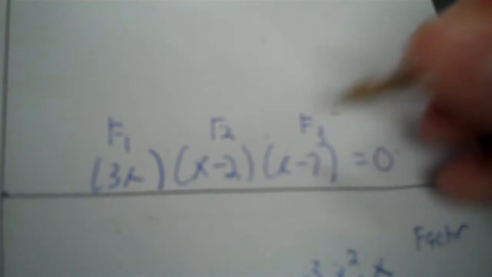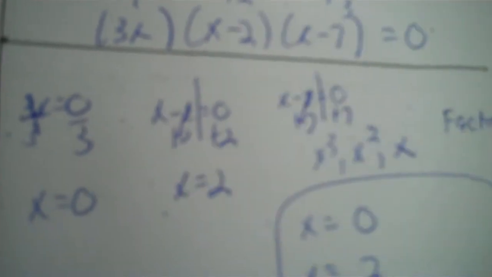So f1, f2, f3. So 3x could equal 0, x minus 2 could equal 0, x minus 7 could equal 0. So I'm going to divide by 3, and that would be 0. I'm going to plus 2, and that would be 2. I'm going to plus 7, and that would be 7. 0, 2, and 7.